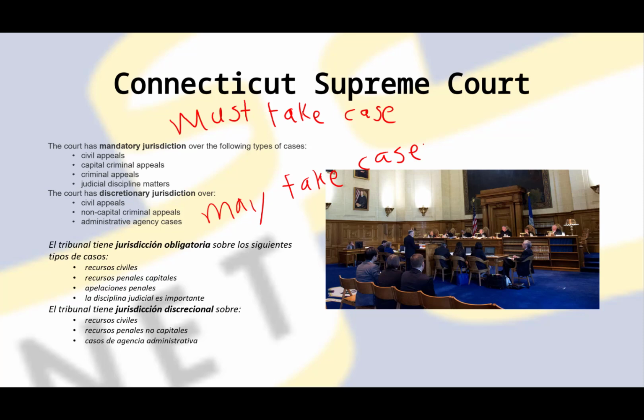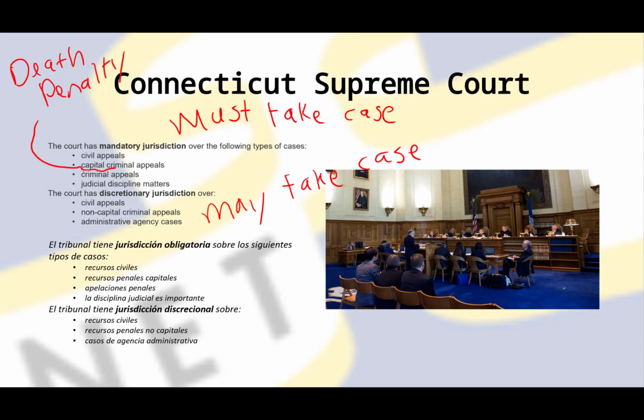Okay, so let's take a look at the differences. Mandatory: civil appeals, capital criminal offenses. A capital offense means death penalty. The idea is if you may die, the Supreme Court must listen to your case. They have to listen. Criminal appeals and judicial discipline matters. If a judge was bad, it goes before the Supreme Court.